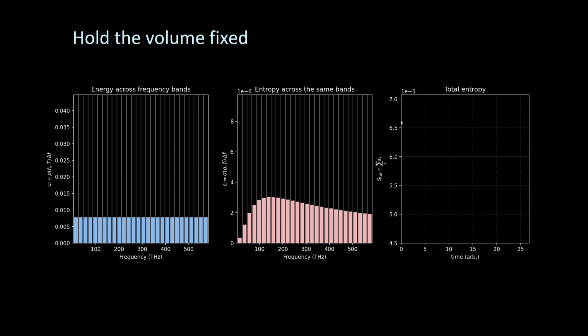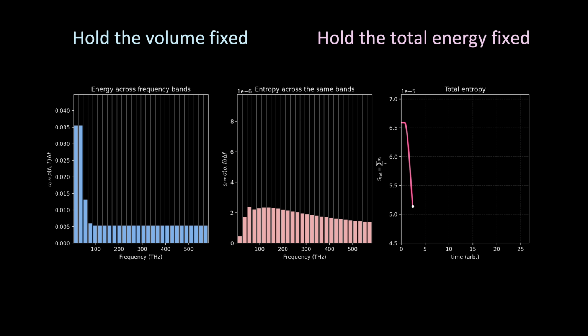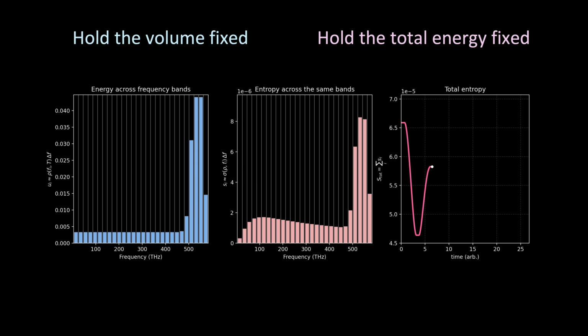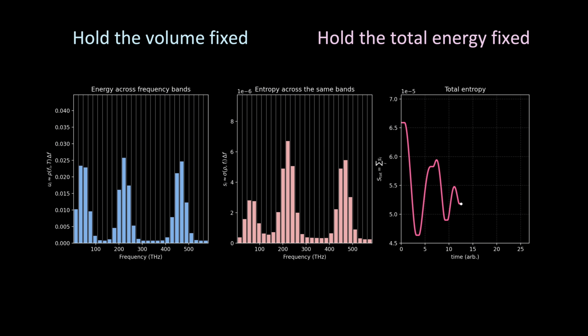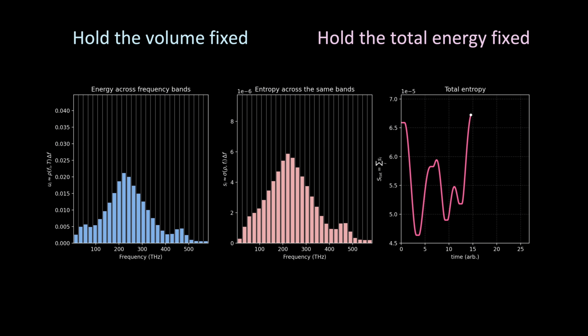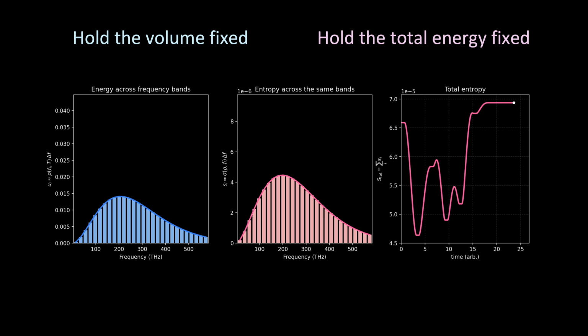Now the key idea. You hold the volume fixed and the total energy fixed as well, but now imagine that you are allowed to reshuffle that energy between different frequency bands. Depending on how the same energy is distributed, both the entropy distribution and the total entropy itself change. And you can see from the plot that the distribution we call thermal equilibrium is simply the one that makes the total entropy as large as possible.